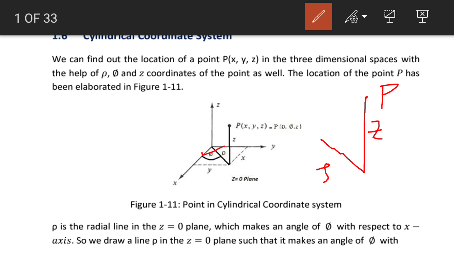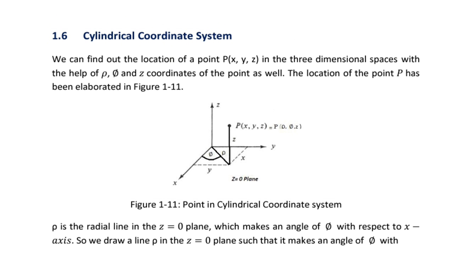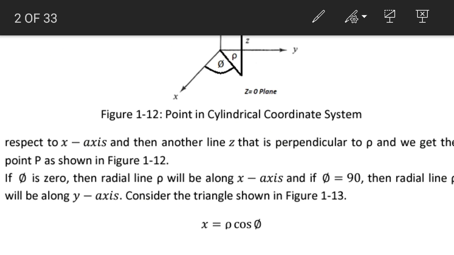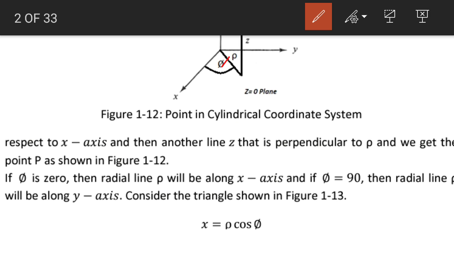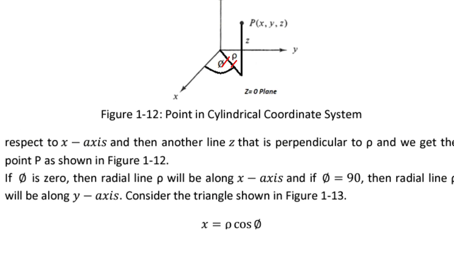So if we want to represent this point in the cylindrical coordinate system, we need to know rho. Rho is the length of this line in the z is equal to 0 plane, and this line makes an angle phi with respect to the x-axis, and then we draw this line which is parallel to the z-axis, and the length of this line will be equal to the z coordinate of the point under observation. So this is how we draw a point in the cylindrical coordinate system.